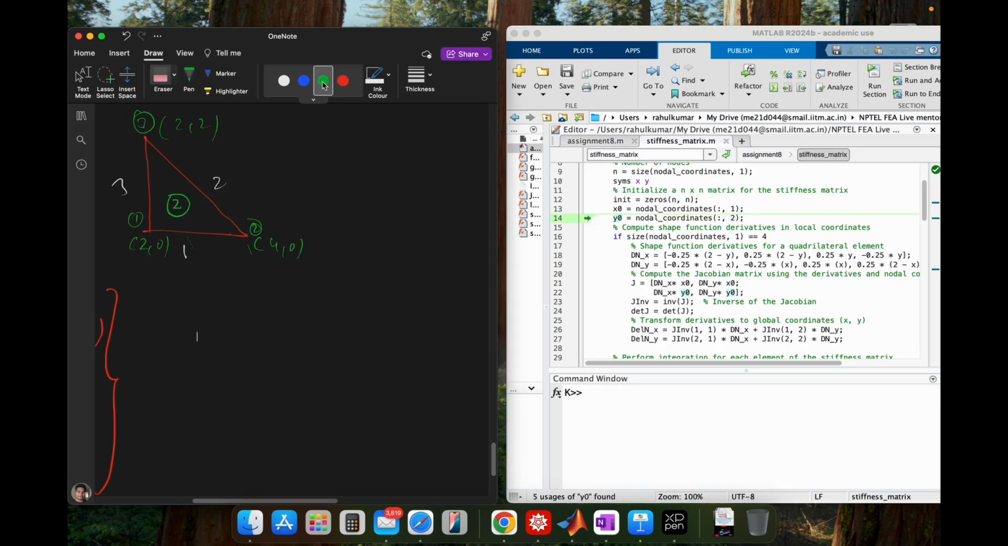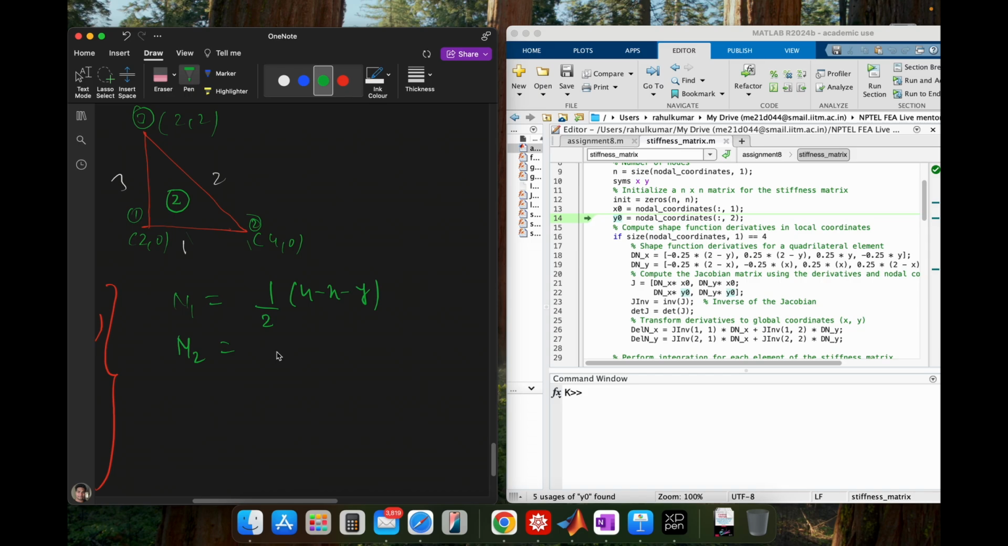Suppose now let's find the shape function for element 2. So here N1 should be 0 when x equals 4 and y equals 0, and when x equals 2 and y equals 2. If I write 1 by 2 times (4 minus x minus y), then we can clearly see that it is 0 at those points.